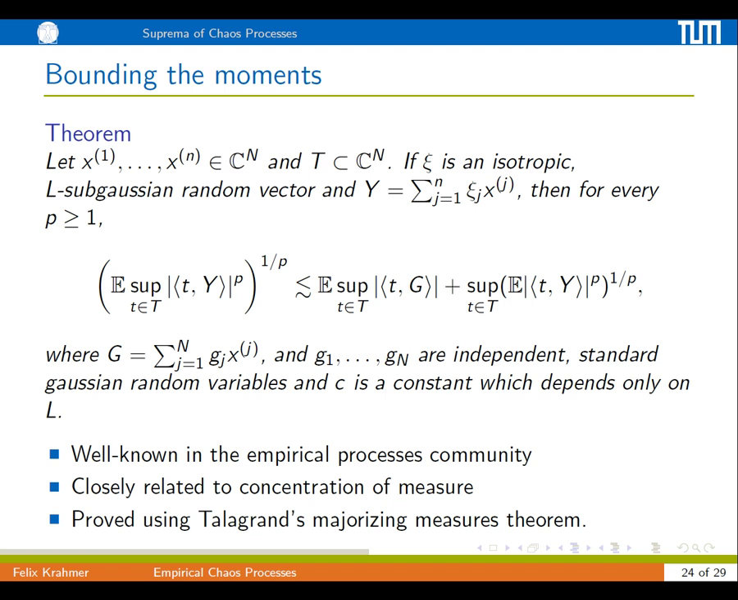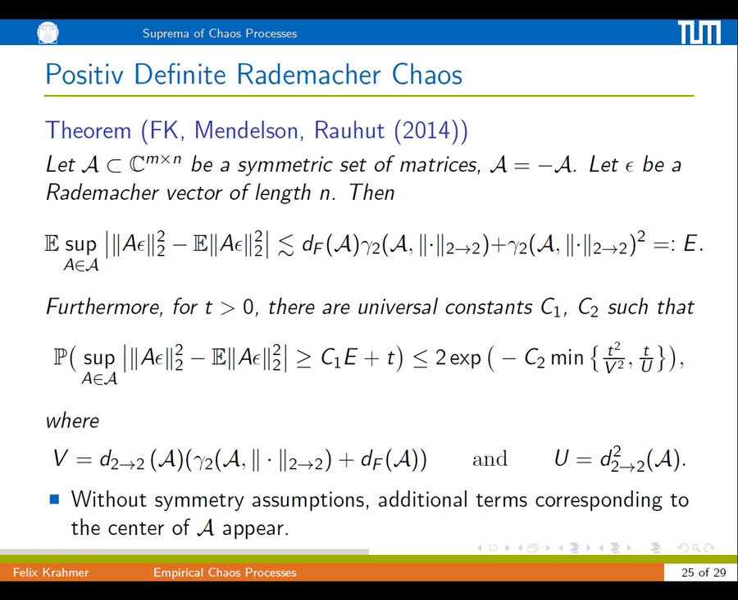So this was to bound the first moment. To bound higher moments, we just take some tool that is known in the empirical process community, closely related to concentration of measure, and that bounds the pth moment of the quantity that we want to study by the first moment of the same thing with Gaussians, and then the pth moment but with the supremum outside. So here, this is what we just studied, and this is considerably simpler because the supremum is outside of the expectation. Both can be taken care of, and that gives us this result here, which has a bound for exactly these quantities by the diameter in the Frobenius norm and the gamma 2 functional, which is the bound for the first moment and also for the tail bounds of the probability.